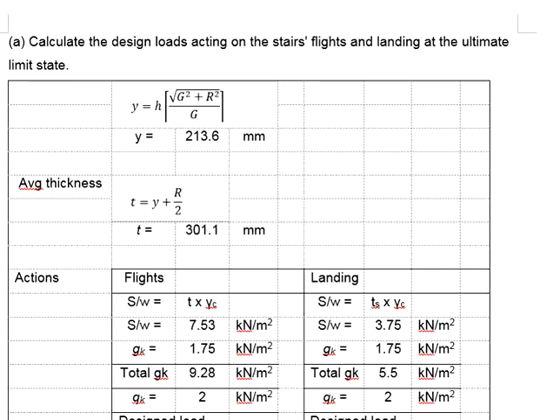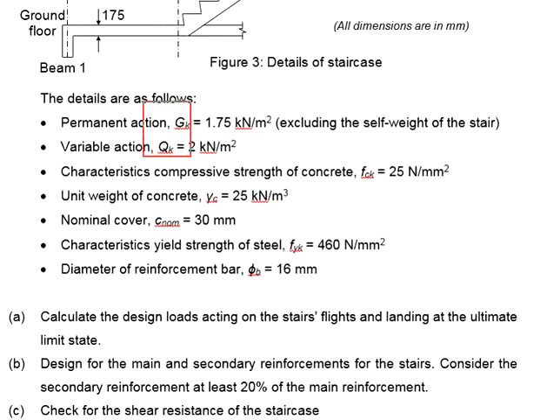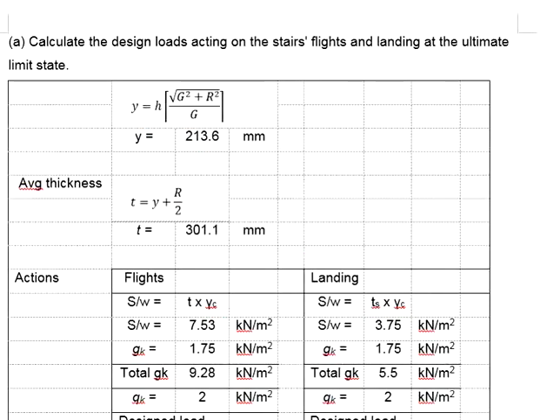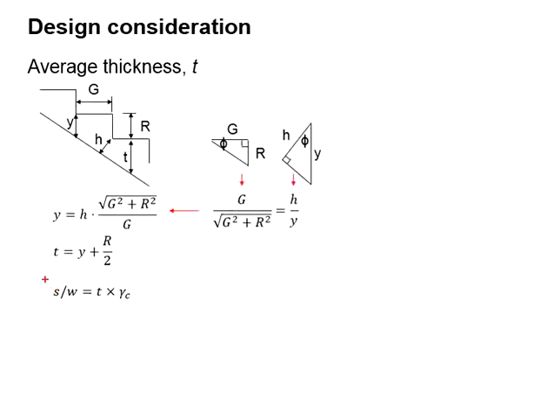Now to determine the design load, you need to first get the Gk and Qk. The Gk and Qk are obtained already, only that you do not have the self-weight of the staircase. The self-weight of the staircase is a part of the Gk. Therefore, we're going to start with determining the self-weight of the staircase. To do that, we will need the average thickness of the staircase for us to compute the weight of the staircase per unit meter. The self-weight of the staircase will be the average thickness multiplied by the unit weight.